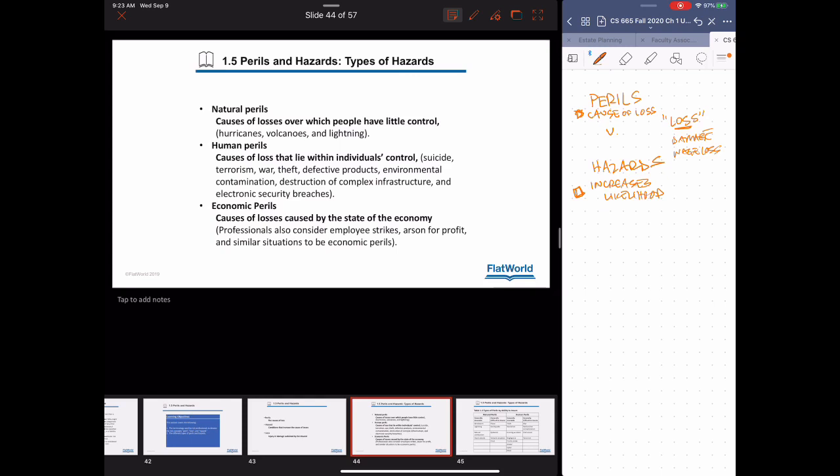And so when you think about perils, there are natural perils, human perils, and economic perils. And these are probably a little bit more obvious. When you think about natural causes of loss, you think about weather-related things. Human perils are those that we have some control over as human beings. Not necessarily you have control over someone else starting a war, but it was a human that had the control over that. And then economic perils would be losses that are caused by the state of the economy, which could be inflation or interest rates or unemployment.